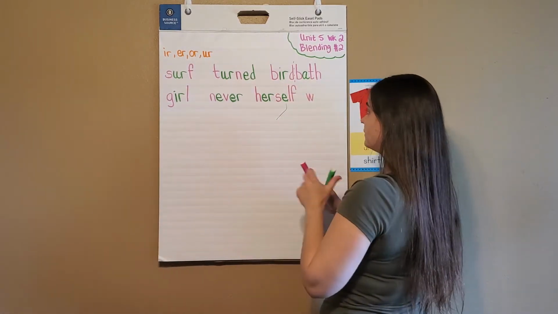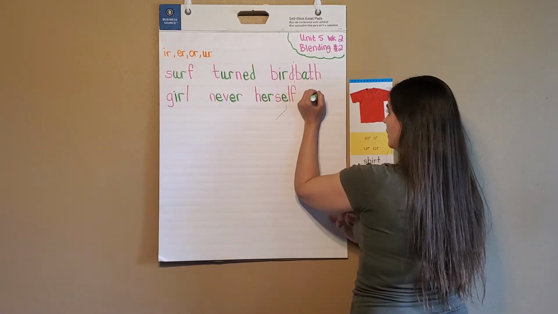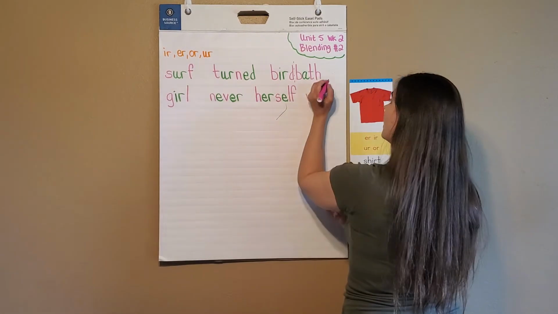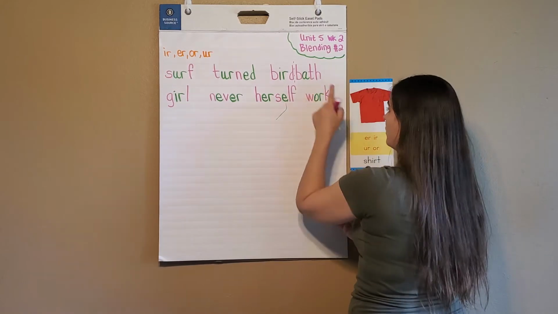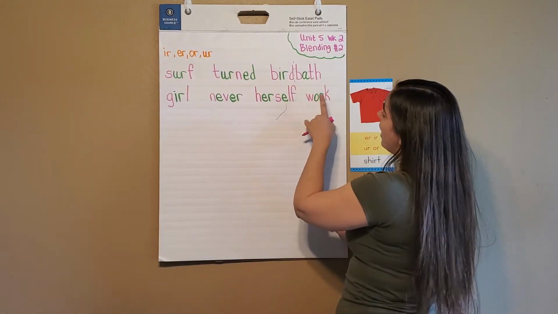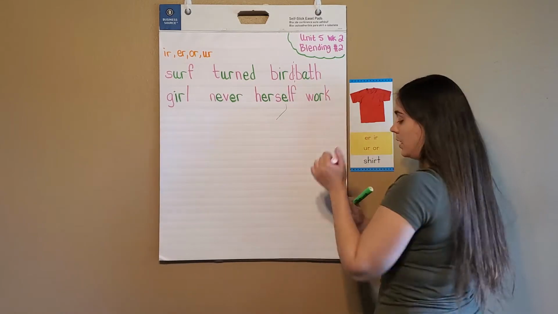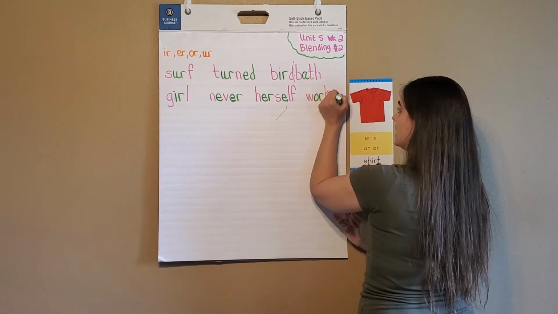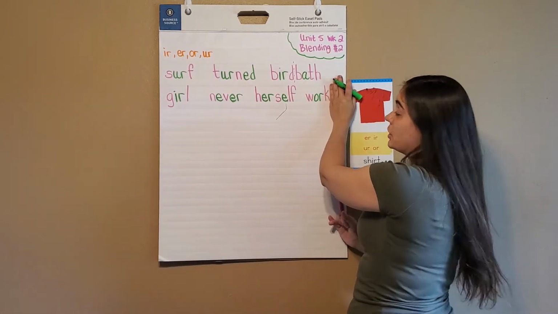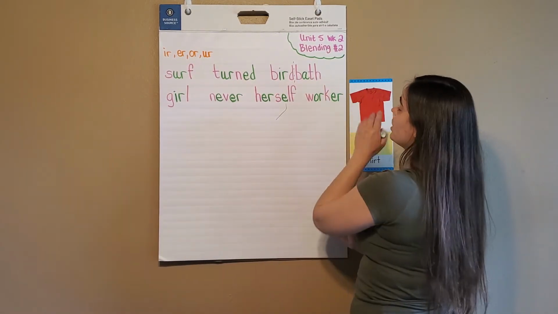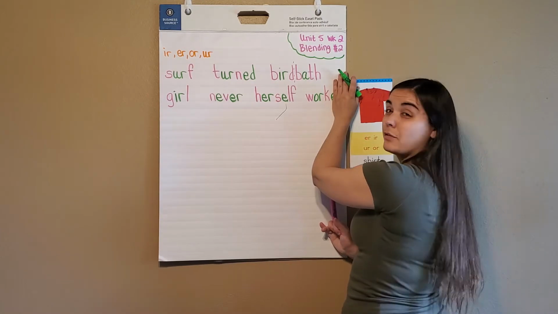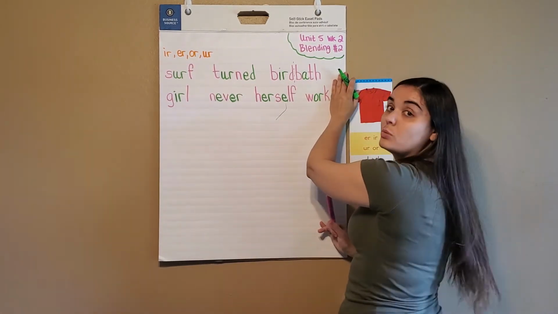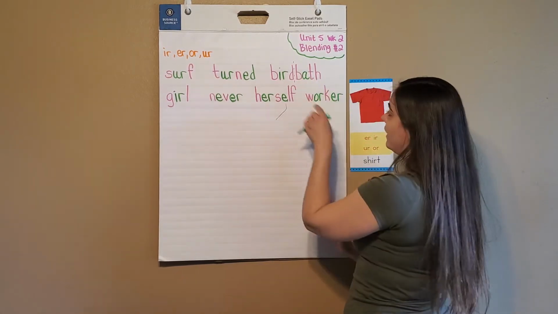All right, next word, work. Wa. OR will say the sound. K will say ka. Wa, ka, work. So I'm going to add an ER to this word work and turn it into worker. So work is a verb, to work or to go to work. So someone who goes to work is a worker.